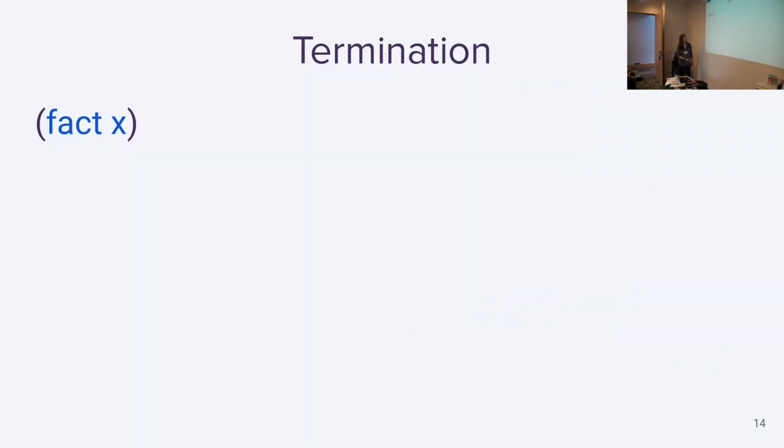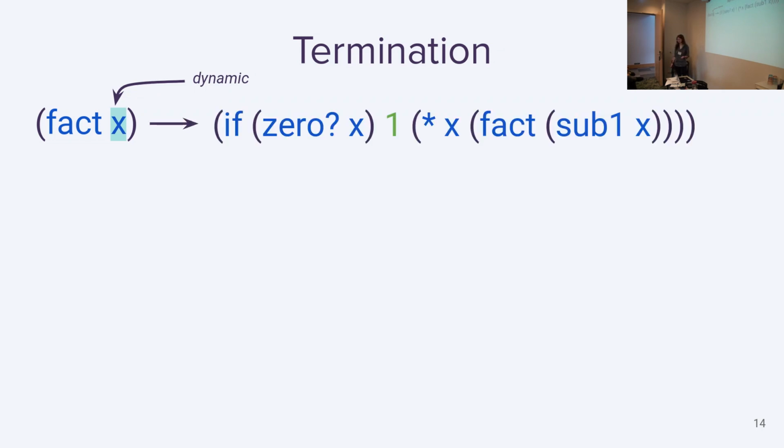Right. So the issue that online partial evaluators have is exactly with these dynamic values I just mentioned. So what an online partial evaluator is going to do in this case, when we call fact on this dynamic value x, is it's going to unfold the definition of factorial, replacing every instance of the function argument with x, and then partially evaluate that unfolded call.